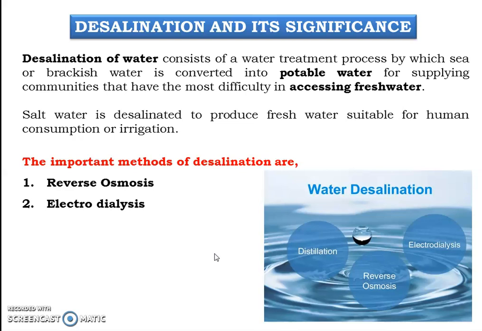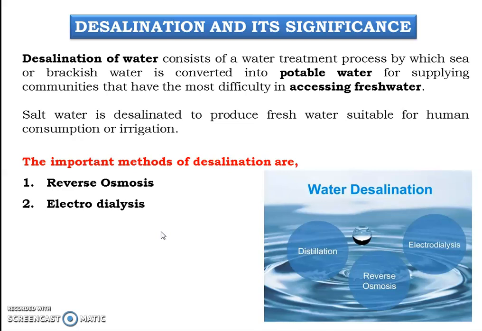Then how can we carry out this desalination process? What are the methods to carry out this desalination process? Especially in this video, we will be discussing two different methods of the desalination process. One is reverse osmosis and the second one is electrodialysis.